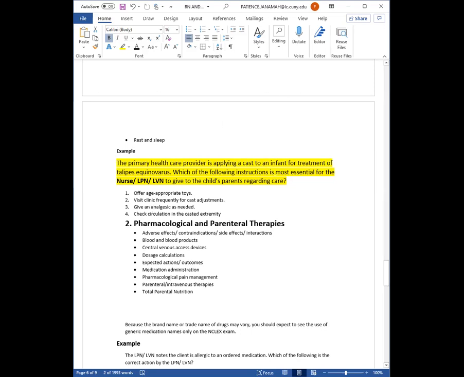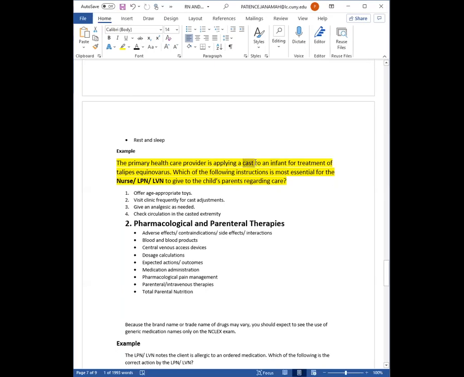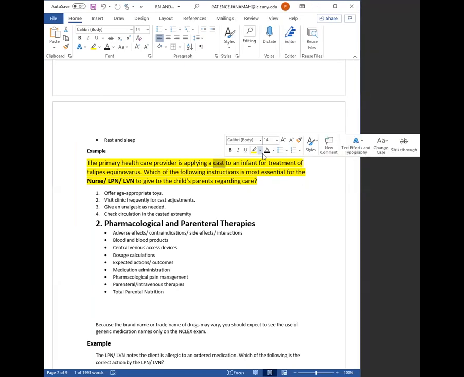Do you understand? So you don't have to think deep to ask yourself, is this question talking about me teaching the mother about the cast or about the baby? No, it's about the fact that the child is an infant, and the infant has not got anything to do with the cast. But you know that if the infant is the one that has the cast, you cannot teach the infant. So it's the mother you have to teach.